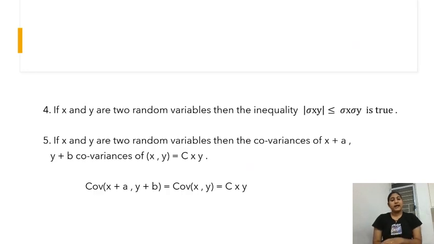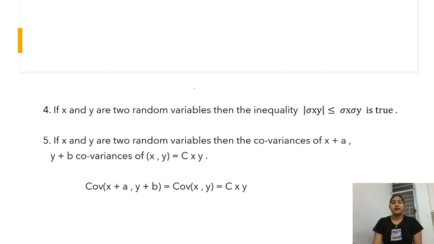There are two more. If x and y are two random variables, then the inequality mod sigma xy is less than or equal to sigma x into sigma y is true.